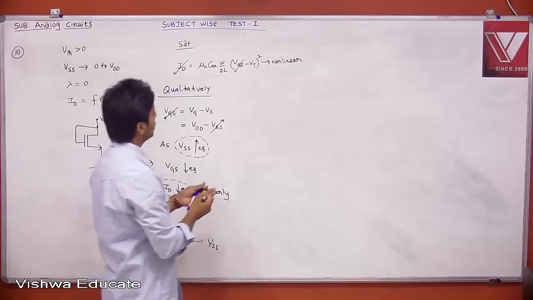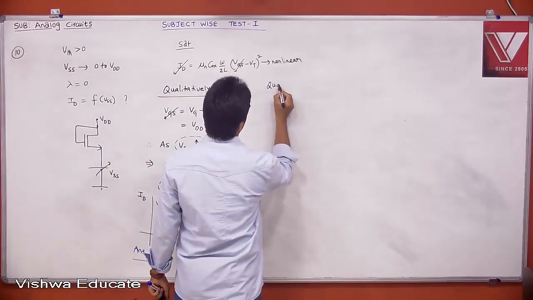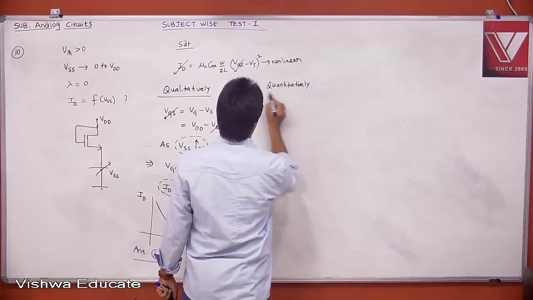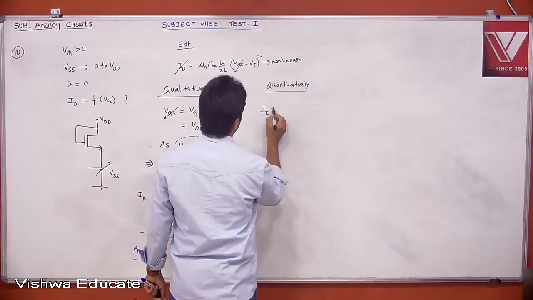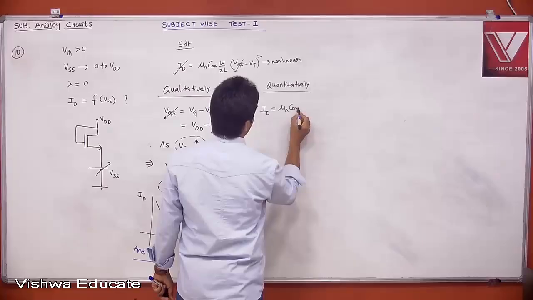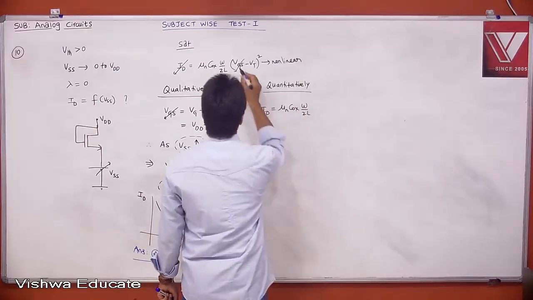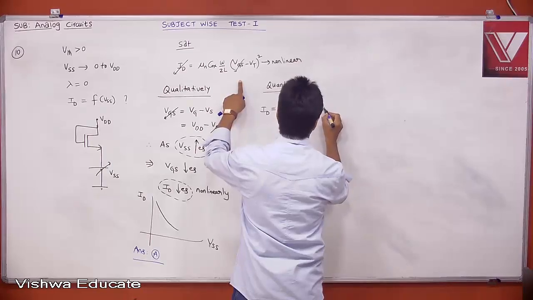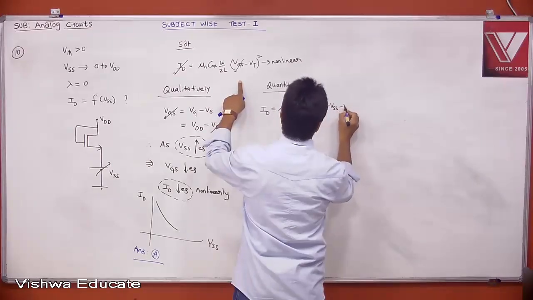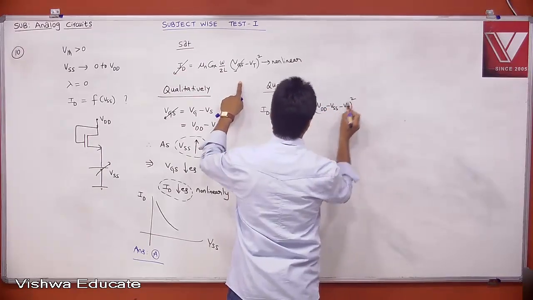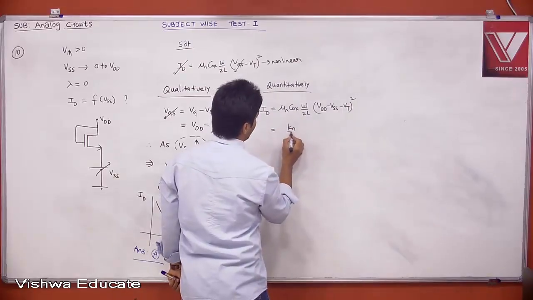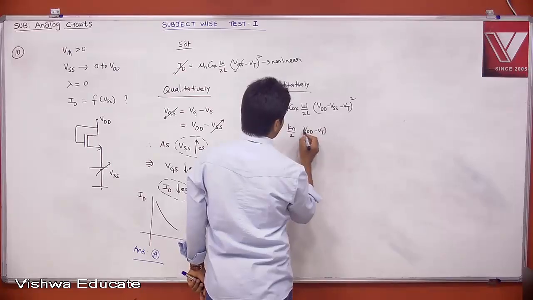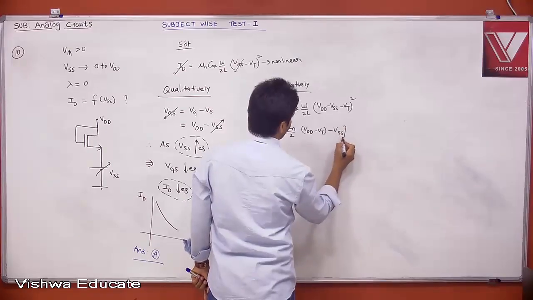But if you do quantitative analysis, ID is equal to mu n Cox W by 2L into (VGS) whole square. The gate voltage is nothing but VDD, the source voltage is VSS, minus VT whole square. Therefore, this is a constant Kn by 2 into (VDD minus VT, which is constant, minus VSS) whole square.